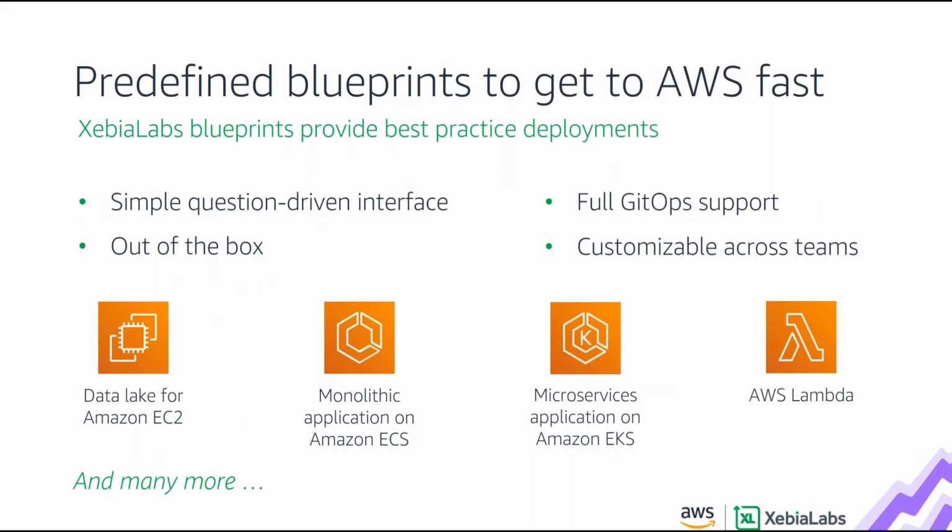Here are some examples of what we created for AWS. We have pre-built blueprints that show integrations with some of the most common AWS services. These blueprints use a question-driven interface and can be stored on your repository of choice. They also come out of the box with XebiaLabs. Most importantly, these blueprints can be customized to meet the needs of your team. Some examples include the data lake for AWS EC2, a monolithic app running in Amazon ECS, microservices running in EKS, and AWS Lambda. We will show an example of a blueprint with a time reserved at the end for the demo.